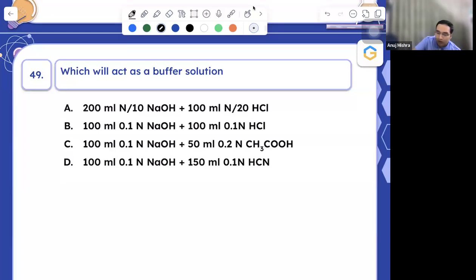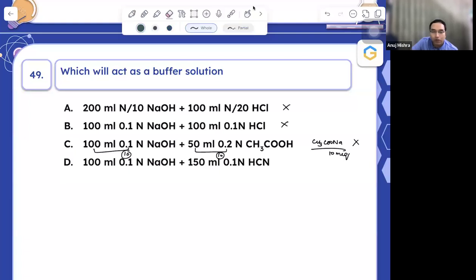How do you decide buffer? So forget the first case, both are strong, nothing can happen. In the second case also nothing can happen, both are strong, whether one is more or less, why solve it? They can't be a buffer, no? Third case, CH3COOH is 15 times 0.2, that is 10 MEQs, and this is also 10 MEQs. It will form CH3COONa, that too 10 MEQs. This can't be a buffer because this is a salt of weak acid and strong base, but I don't have any weak acid left along with that. Is it clear?